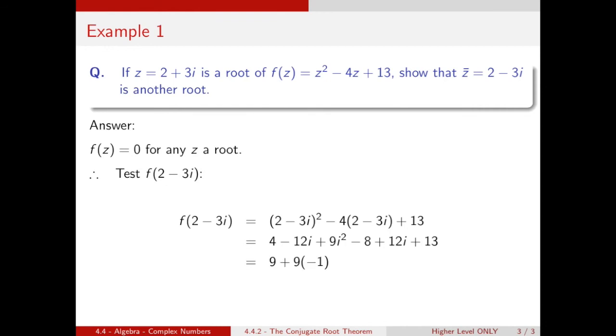Then tidying all that up. So 4 minus 8 plus 13 gives me 9. Minus 12i plus 12i cancel. 9i squared is 9 times minus 1. So I get 9 minus 9, which is 0. Therefore, z bar, which is 2 minus 3i, is also a root.